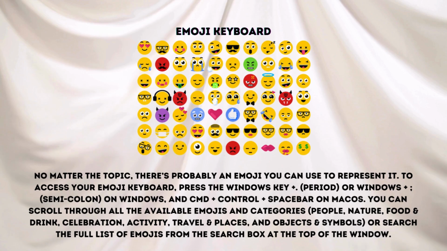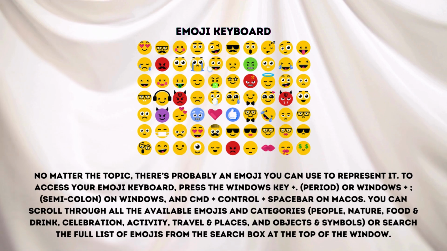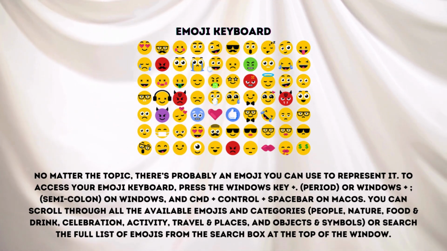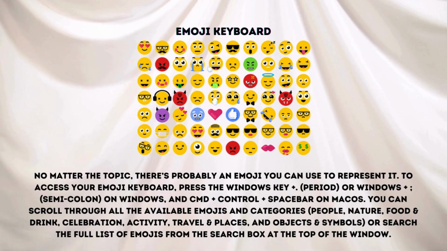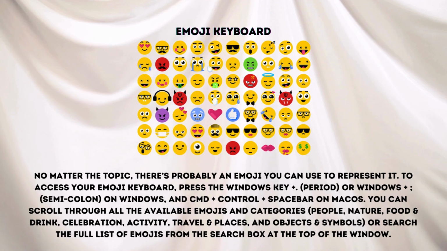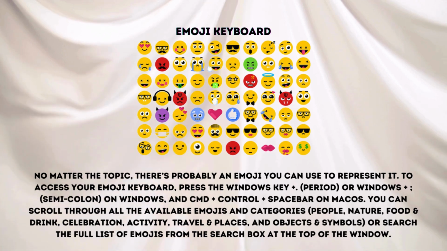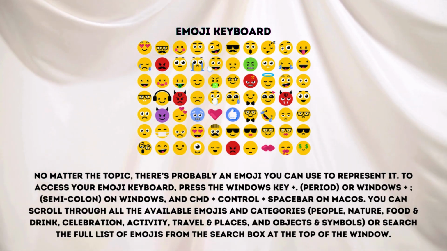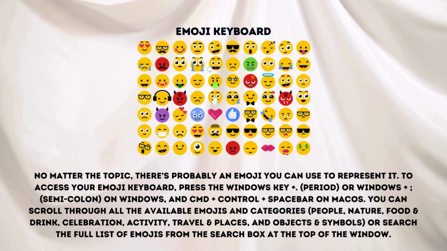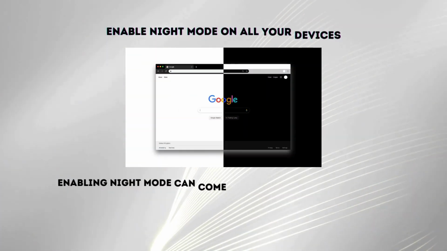Emoji keyboard. No matter the topic, there's probably an emoji you can use to represent it. To access your emoji keyboard, press the Windows key plus period or Windows key plus semicolon on Windows, and CMD-Control-spacebar on Mac OS. You can scroll through all the available emojis in categories: people, nature, food, drink, celebration, activity, travel places, and object symbols, or search the full list of emojis from the search box at the top of the window.